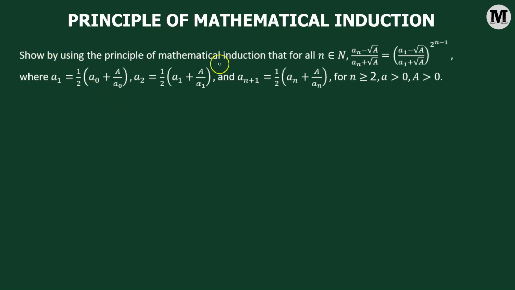Show by using the principle of mathematical induction that for all n belonging to the set of natural numbers, this equation is true. Meaning, we don't have to prove this equation, but what we have to do is show that this equation holds true for any natural number that we choose for n. Okay, and it's given here the values of a1, a2, and a(n+1), with the condition being n is greater than or equal to 0, a is greater than 0, and uppercase A is also greater than 0. That means these are positive numbers.